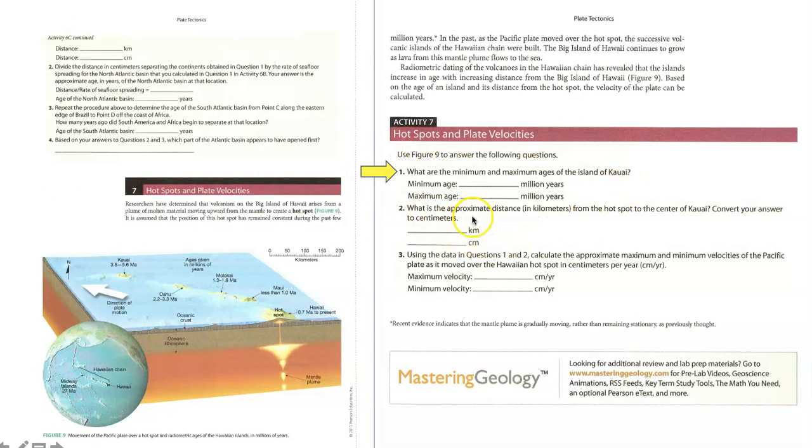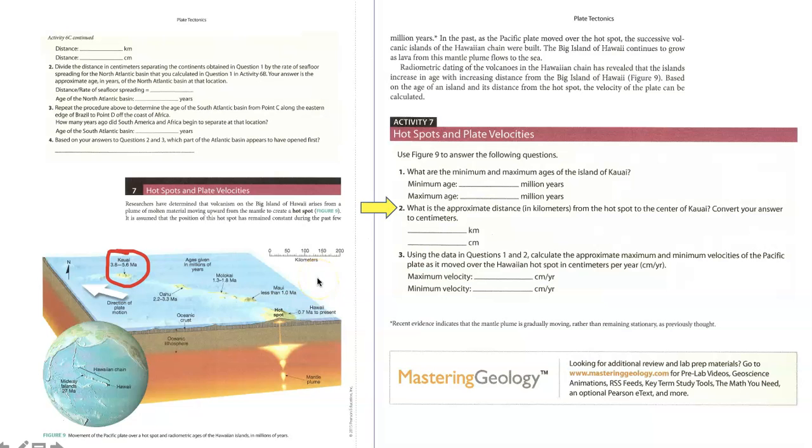Finally, you're going to look at hotspots, and we're going to look in particular at Hawaii. The first question here in Activity 7 asks you for the maximum and minimum age of the island of Kauai. And the island of Kauai is over here, and as you can see, it ranges in its age from 3.8 to 5.6 million years. So that's what you're going to put in here.